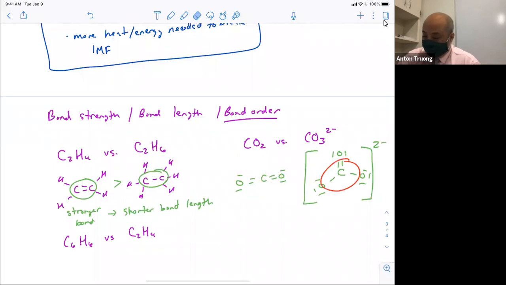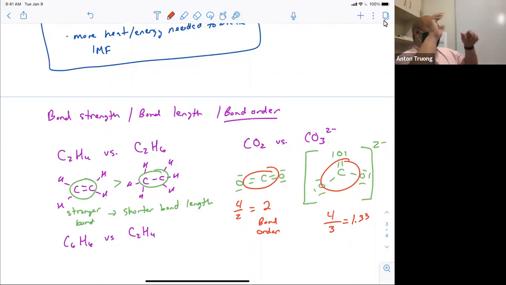actually, you know what? The C to O bonds, here, there's 4 bonds for 2 locations. So your bond order is 2. Here, it's 4 bonds for 3 locations, so it's 1.33. So what you could say is that the bond length in CO2 is shorter than the bond length in CO3 2- because CO2 has a bond order of 2 and CO3 2- has a bond order of 1.33, which means it's a weaker bond. It essentially represents 1 1/3 of a bond versus a double bond.